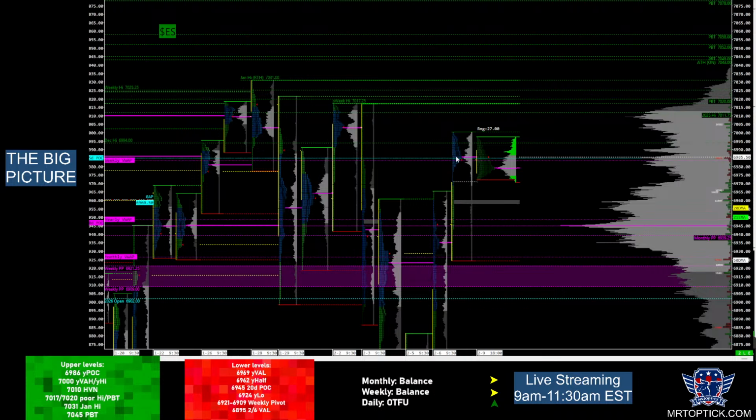If you project from here to see what it would look like to have a balanced profile from here, we get 7,045 as our target, which is our all-time highs.